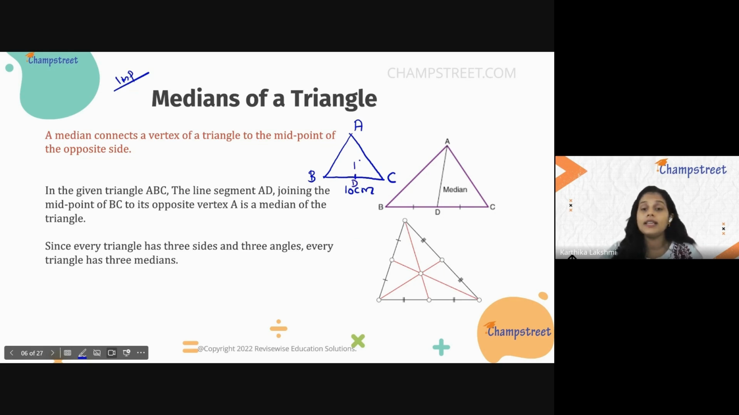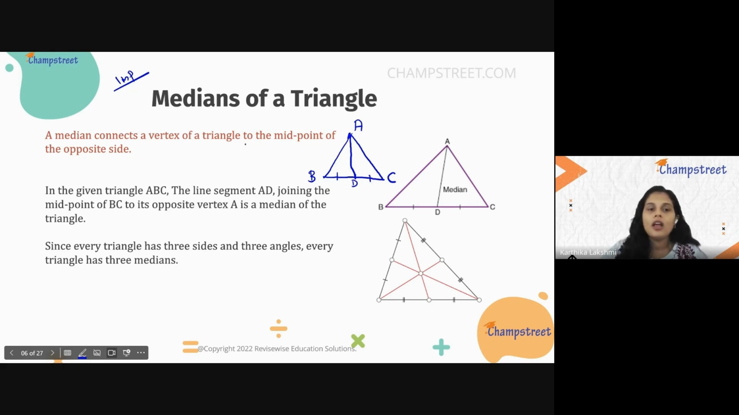So you can see BC is equal to 10 centimeters. And if D is the midpoint of BC, then you know that BD and DC are equal, right? D divides BC into equal parts: BD equals 5 centimeters, DC equals 5. Got it? So D is the midpoint of side BC. And I'm drawing a line from the opposite vertex A to D. Then AD is called what? Median of a triangle. Got it?